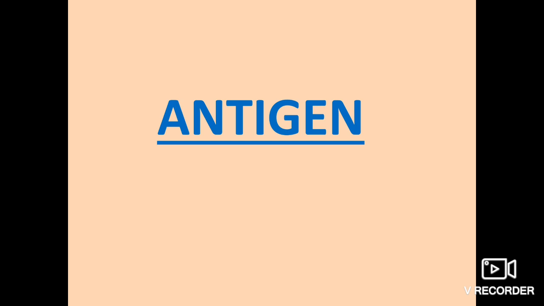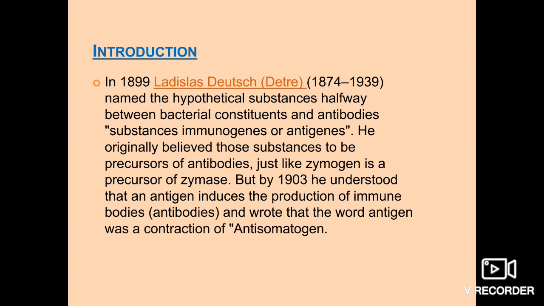Let us discuss antigens. In 1899, Dattray named antigen as a substance between bacteria and antibodies, also called as immunogens. He believed that antigens are precursors of antibodies.